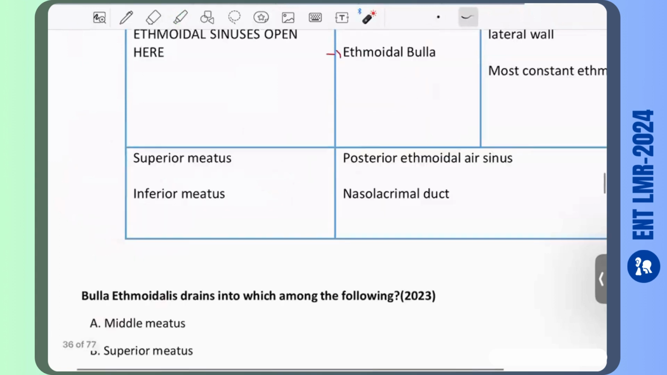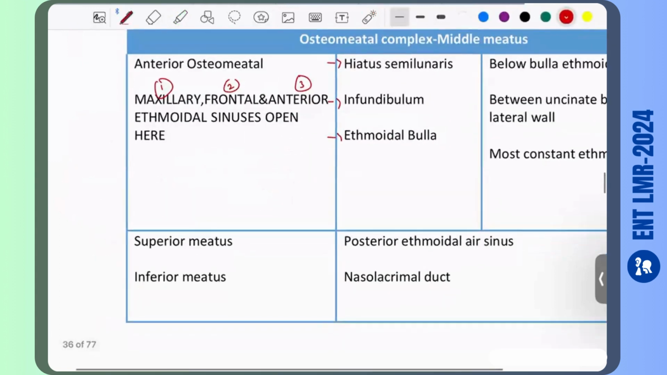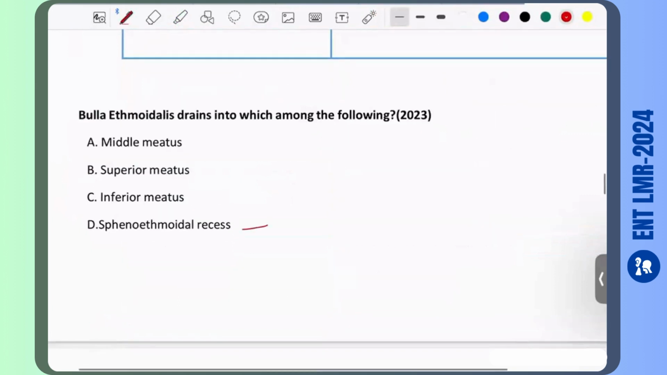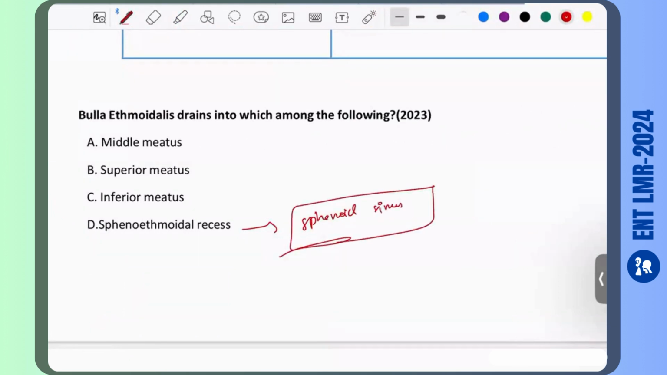Okay. The sphenoethmoidal recess, that we have not seen. The sphenoid sinus drains into the sphenoethmoidal recess.